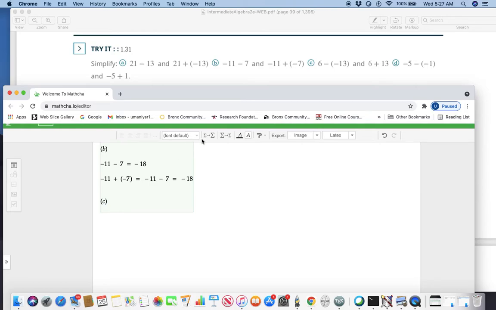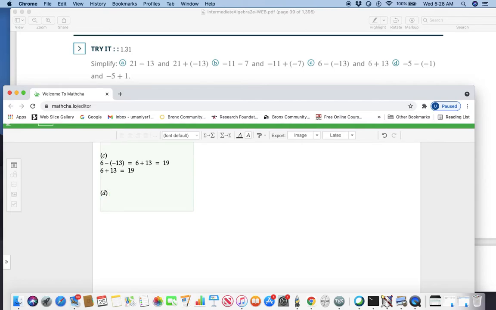C. 6 minus negative 13. Okay. First take care of the signs. Negative followed by negative is a positive. 6 plus 13. That is 19. We just did that. Next.